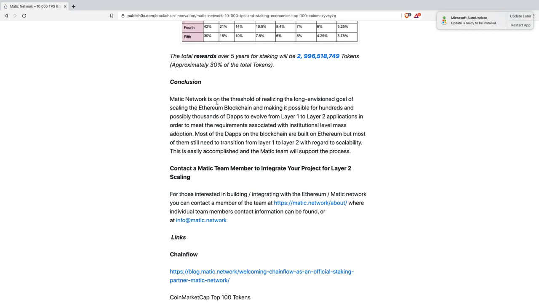Conclusion. The Matic Network is on the threshold of realizing the long-envisioned goal of scaling the Ethereum blockchain and making it possible for hundreds and possibly thousands of dApps to evolve from Layer 1 to Layer 2 applications in order to meet the requirements associated with institutional-level mass adoption, which is coming, and it's coming rapidly. Most of the dApps on the blockchain are built on Ethereum, but most of them still need to transition from Layer 1 to Layer 2 with regard to scalability. This is easily accomplished, and the Matic team will support the process.